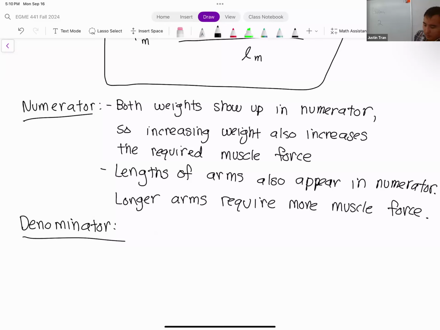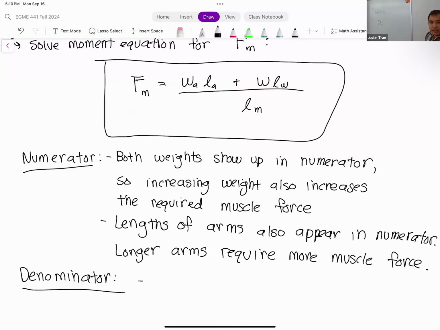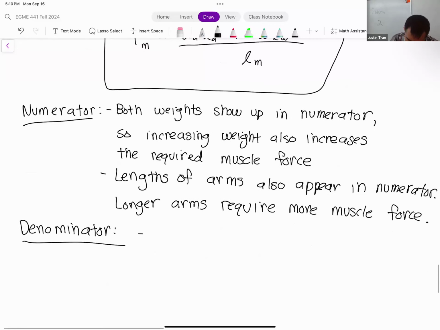All right. But the last thing I want to talk about today, and probably the most interesting, is what's in the denominator of this expression. Okay, so the one quantity that's in the denominator of this expression is the Lm, right? So I didn't really define what Lm was, right? So let's define that a bit more now. Okay.